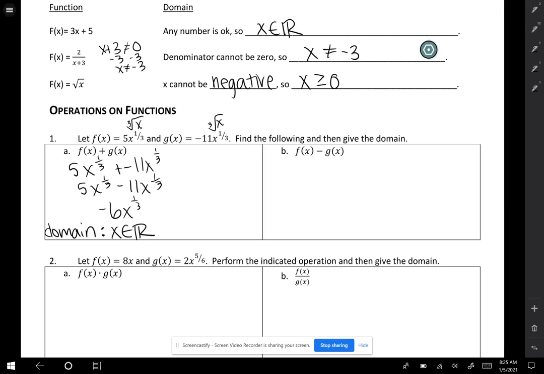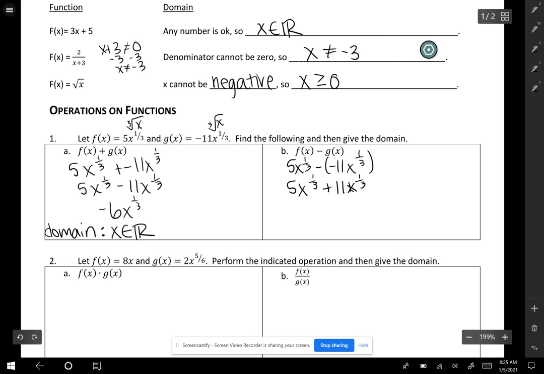For the next one, f of x minus g of x, we're going to take 5x to the 1/3 minus negative 11x to the 1/3. Those double negatives become a positive, so 5x to the 1/3 plus 11x to the 1/3. So we get 16x to the 1/3. So this is as simplified as it can go.